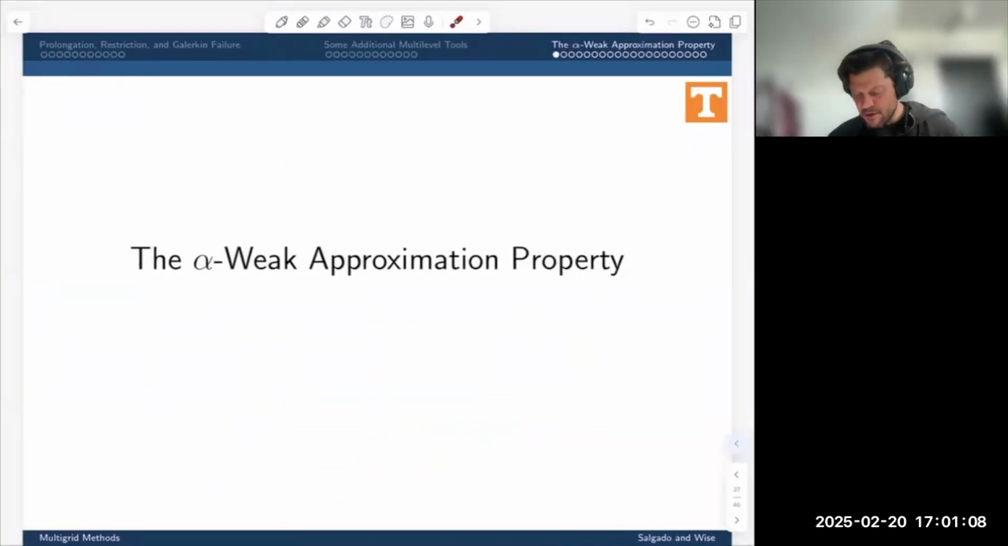All right, so the next thing we want to talk about is the alpha weak approximation property that we hope to establish for our multigrid method applied to this cell-centered finite difference type problem. Now, I'm going to call this a cell-centered finite difference type of problem, but I'm going to show in a moment that, at least from the vantage point of proving this alpha weak approximation property, I'm not really going to think about this as being a finite difference problem in a sense.